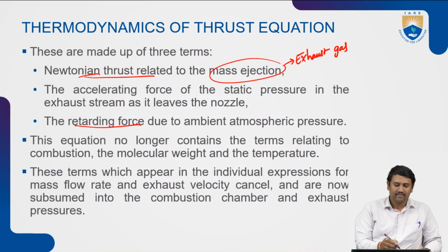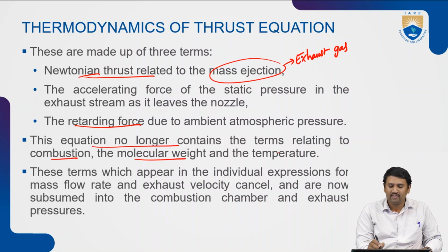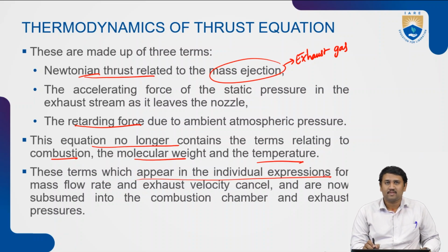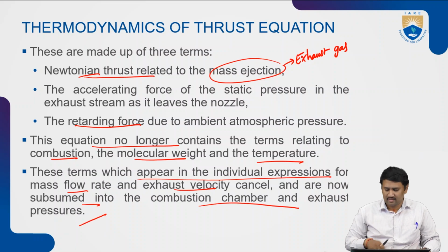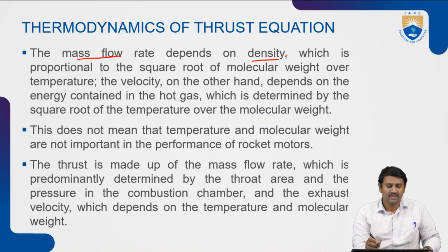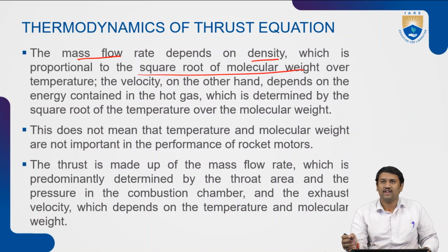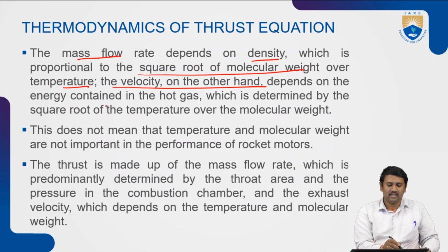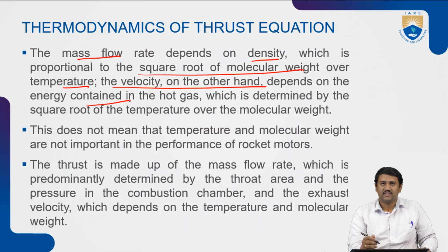Now, the same equation no longer consists of the terms related to combustion, particularly molecular weight as well as temperature, but these terms under the individual expressions for mass flow rate as well as exhaust velocity do cancel and are now subsumed into the combustion chamber and exhaust pressures. The mass flow rate depends on the density, which is proportional to the square root of molecular weight over temperature, and the velocity on the other hand depends on the energy contained in the hot gas, which is determined by the square root of temperature over molecular weight.